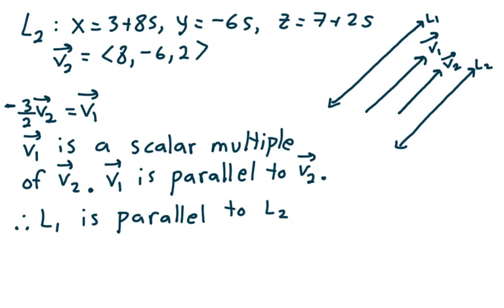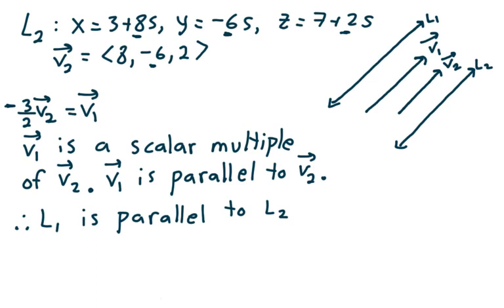To get the x component of 8, I go to the parametric equation x equals 3 plus 8s and read off the coefficient of s. To get the y component of negative 6, I go to the parametric equation y equals negative 6s and read off the coefficient of s, which is negative 6. And to get the z component of 2, I go to the parametric equation z equals 7 plus 2s and read off the coefficient of s, which in this case is 2.